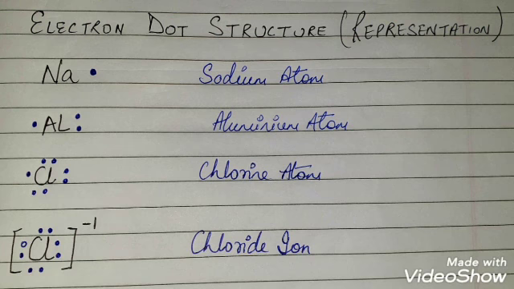Similarly, a chlorine atom has 7 electrons in its outermost shell, so we put 7 dots with the symbol, and the chloride ion has 8 electrons in the outermost shell, so we put 8 dots and write it as Cl with 8 dots and a negative charge.